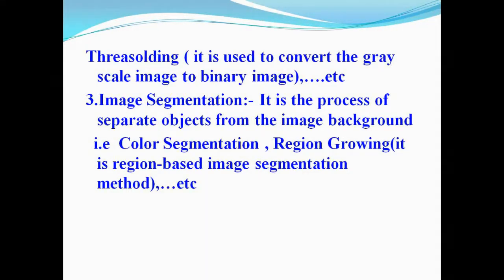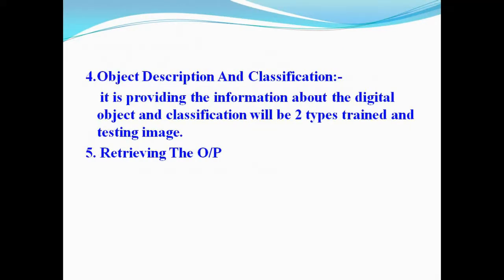So first is reading the image, then pre-processing, with the basic things we explained, then segmentation of the image, that is, separating the objects from the existing background. Then next is object description and classification. What is meant by object description? It is providing the information about the digital object, that is, providing the information about your image.